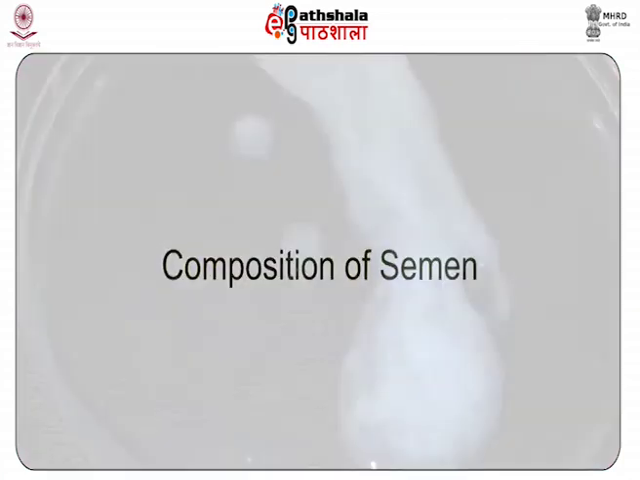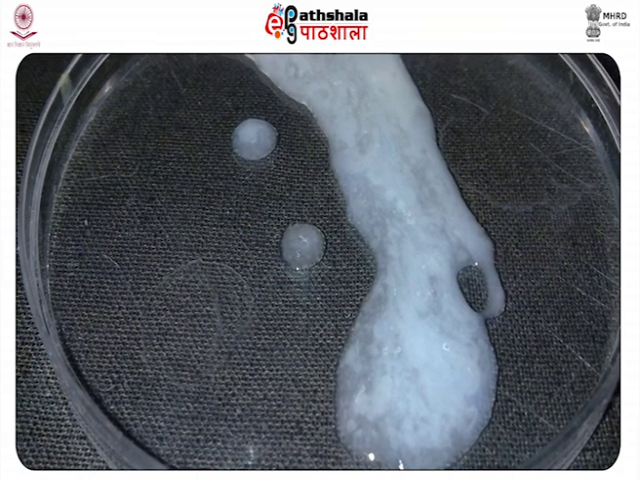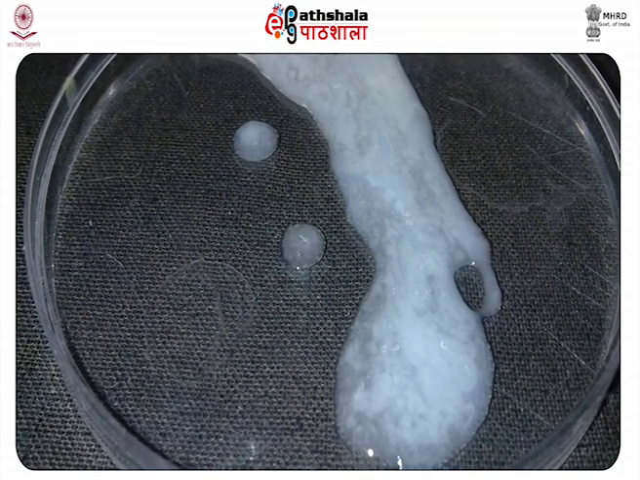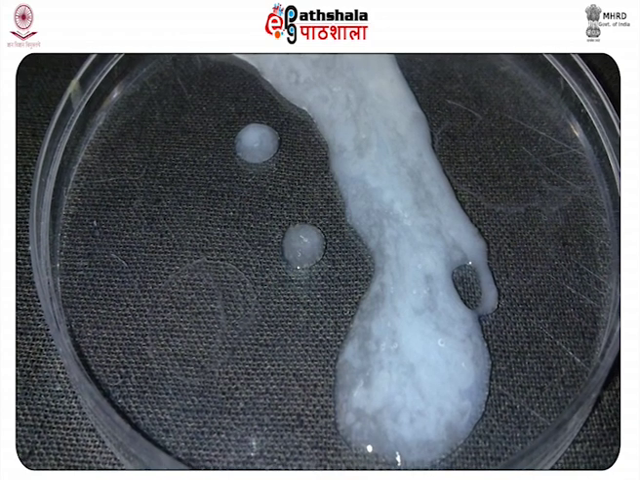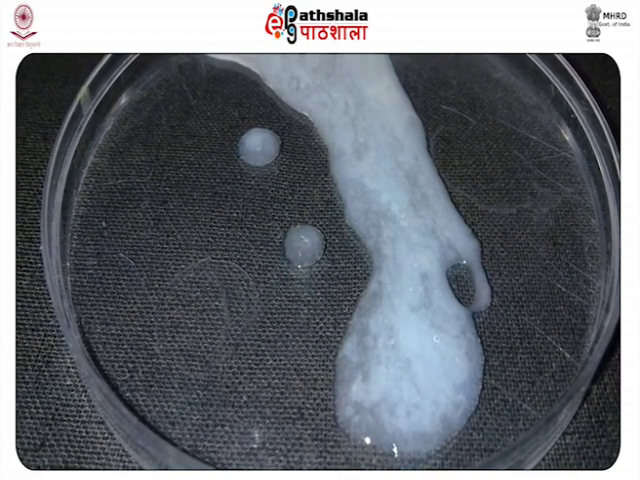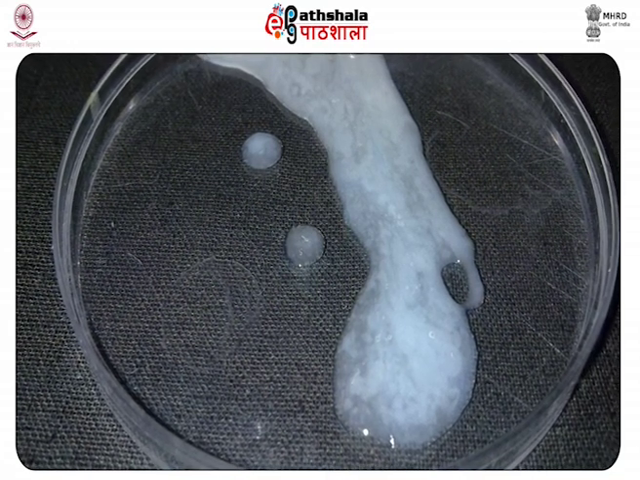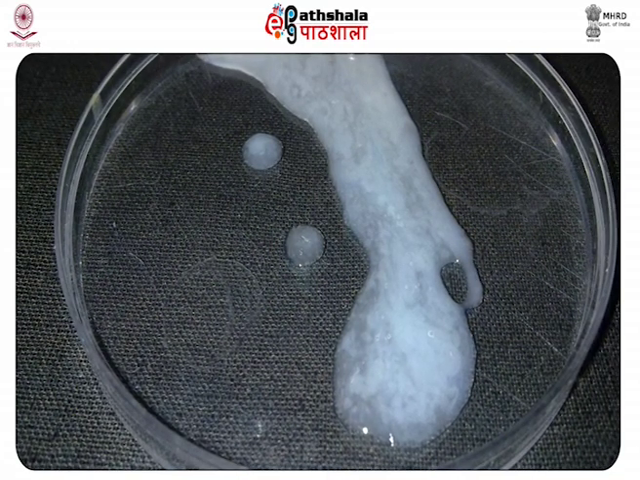Composition of semen. It is composed of a mixture of organic and inorganic compounds. Important constituents of semen from the identification point of view are the proteins including enzymes, blood group factors, choline, fructose, citric acid, uric acid and zinc. The composition varies from individual to individual.